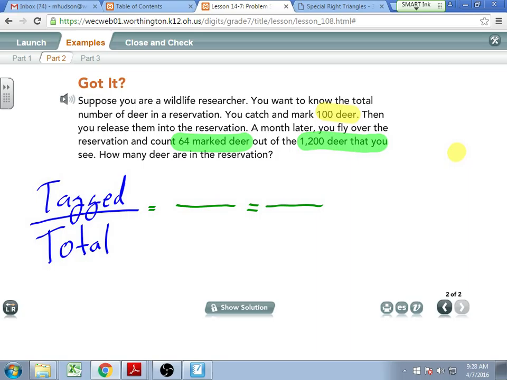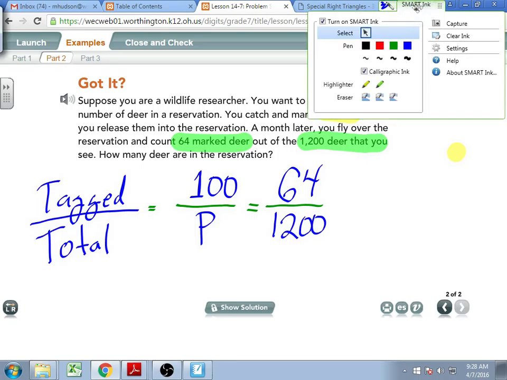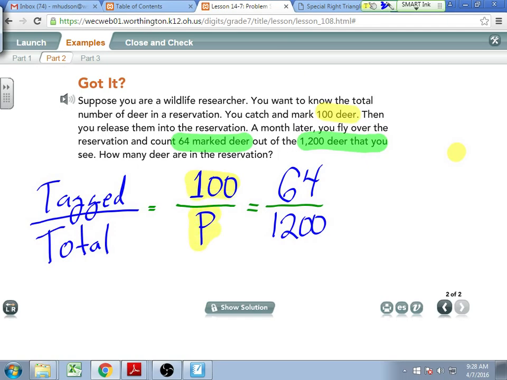Anyone able to tell me where I should put these numbers and where I should have a variable? Ethan? You put 64 over 1,200. I'm gonna actually do that over here. I agree. And then you put 100 over P. So what we start with is knowing when I went and tagged the deer, I tagged 100 out of all of them. I don't know how many there are, but I tagged 100 out of all of them.